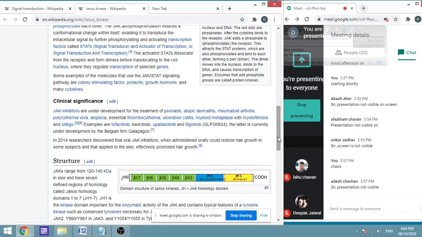These are tofacitinib, baricitinib, upadacitinib, and other such drugs.